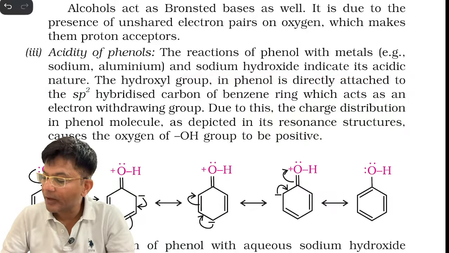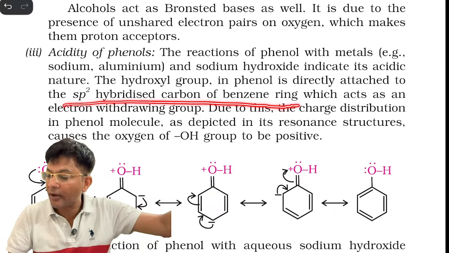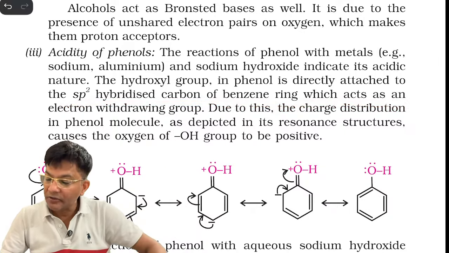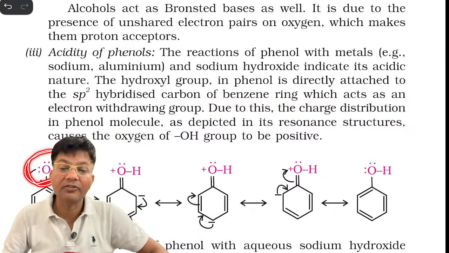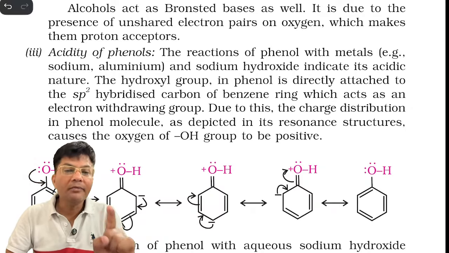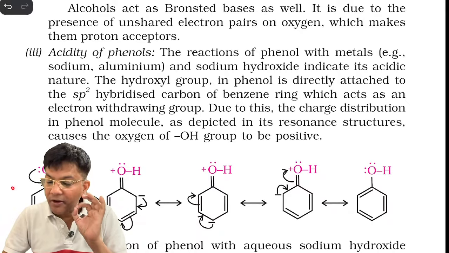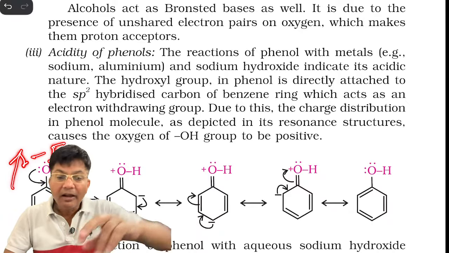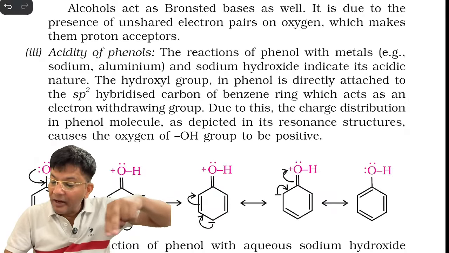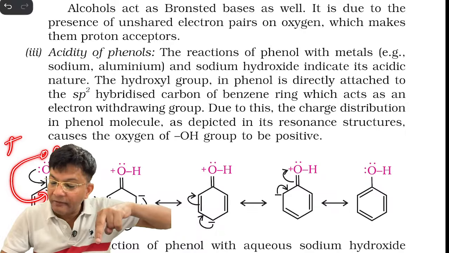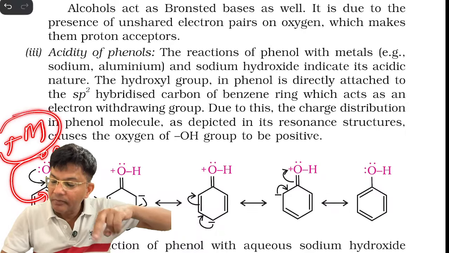The hydroxyl group is directly attached to an sp2 hybridized carbon. This I have already told you. Now, my dear students, this oxygen has two tendencies. One way, it is withdrawing electron by acting as minus I. At the same time, it is donating electron to the benzene through plus M. Everyone, are you getting my point?